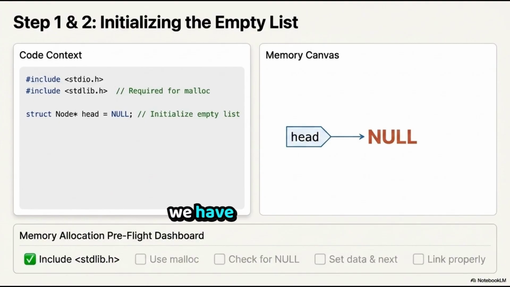All right, now that we have our blueprint perfectly understood, it's time to actually pour the concrete. Take a look at the memory canvas here. Step 1 is setting up our environment by including stdlib.h. You have to do this. It's absolutely required because it unlocks our memory allocation tools. Step 2 is initializing our empty list. We literally just create a pointer called head and immediately and safely set it to null. So right now our list has 0 nodes. Our head pointer is pointing to nothing, meaning our list is officially empty, but it's perfectly secure.